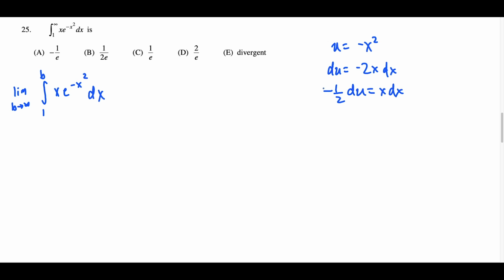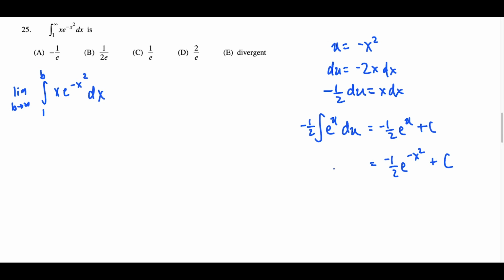So now I could rewrite this integral, and I'm just going to do the general antiderivative, and then I'll plug it in later. But the general antiderivative here is going to give me, well, x dx is negative 1/2 du, and then instead of e to the negative x squared, I'm going to have e to the u power. So this is going to work out to negative 1/2 e to the u plus a constant, and then I have negative 1/2 e to the negative x squared plus c.